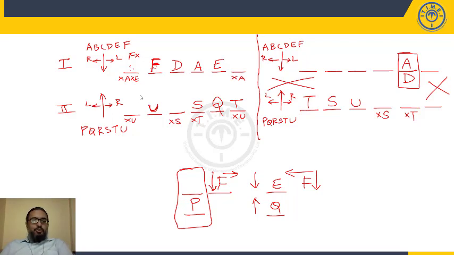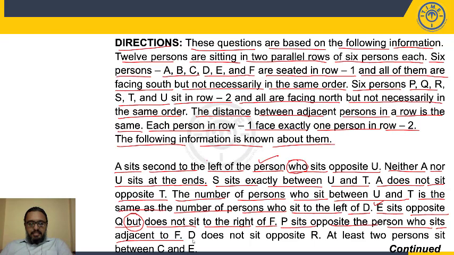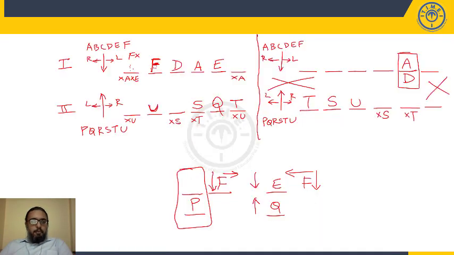So we will have to look into one more condition. And the next condition is D does not sit opposite to R. So opposite to D, you cannot have R. Now if you cannot have R opposite to D, only other position is you put R at the extreme. Then that means the remaining person is P. Now I have fixed P.